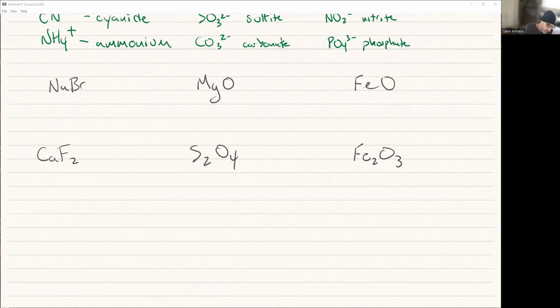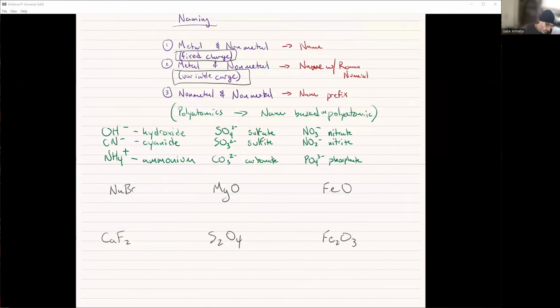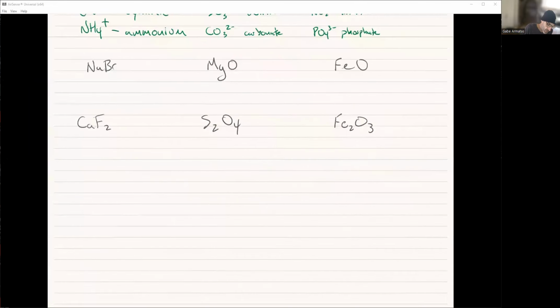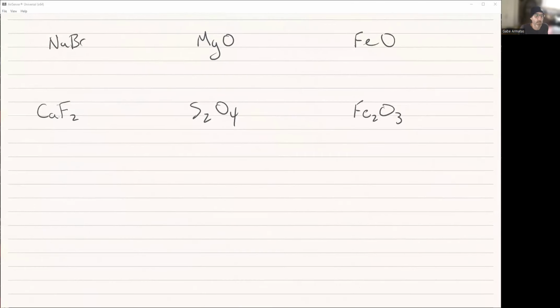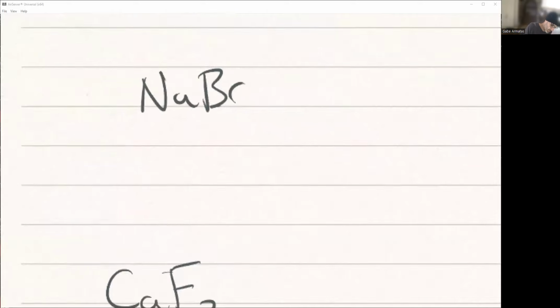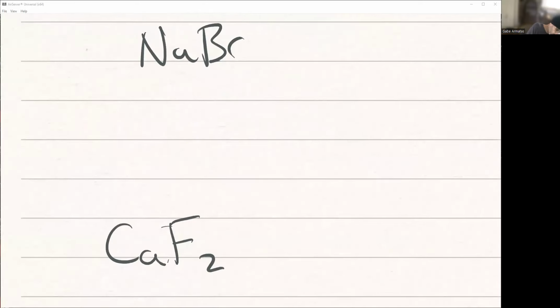Regardless of what type of naming system we use, 1, 2, or 3, we're always going to start the same way. In fact, you don't even need to know which naming system you're going to use before you start to name these things. The first one keeps its name, so in this case it becomes sodium. I'm going to leave some space between the sodium and my next one, because if I need to add anything, then we can add it. The first one is always the positive one, which is always the metal, or the positively charged one.